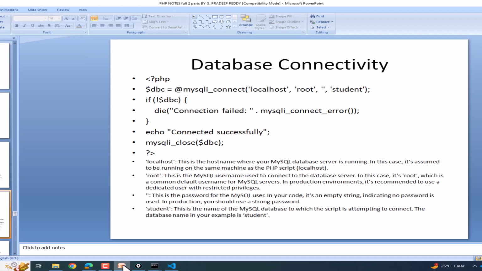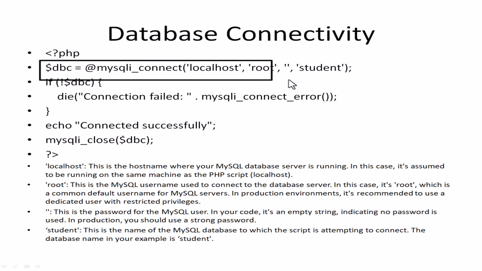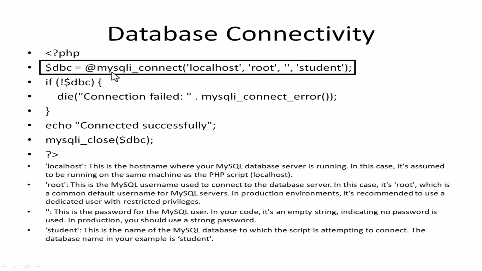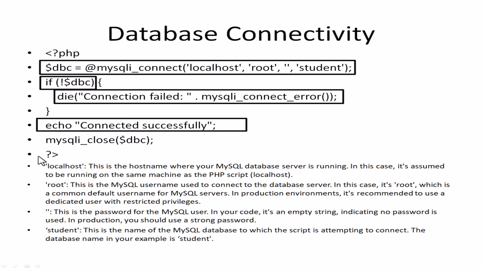Now what we are doing is creating a database connectivity. Here, for the database connectivity, we are going to use mysqli_connect, or mysql_connect, with localhost, root and student. Student is a database which you may create. If no database is found, that is, if this particular student is not found, the connection fails. So die is going to show the connection failed. Otherwise it is going to show it connected successfully, and it will show the database name.